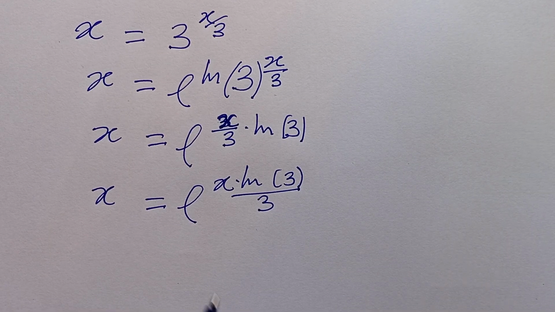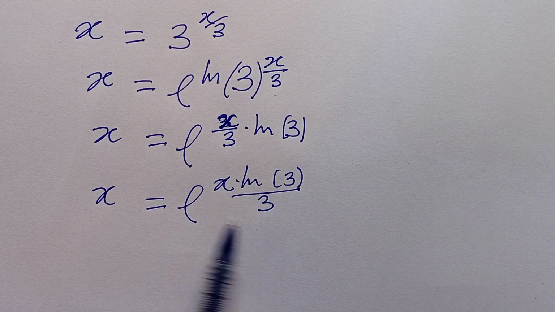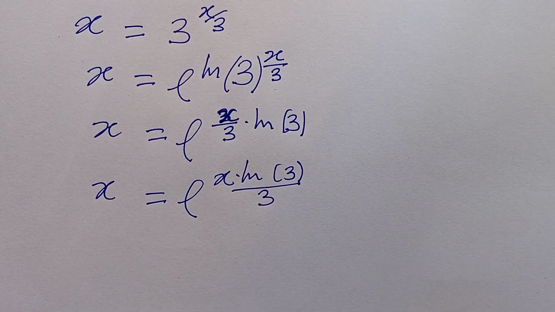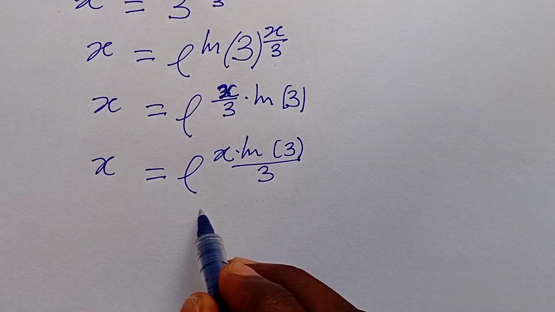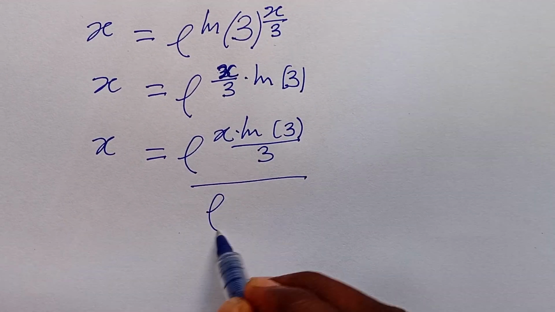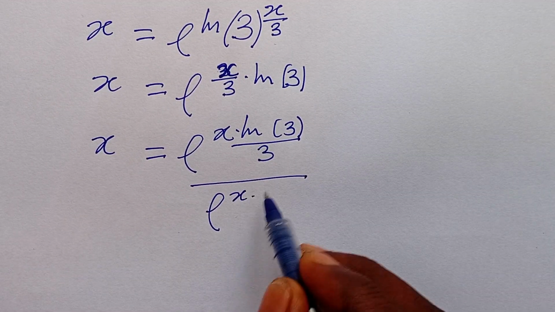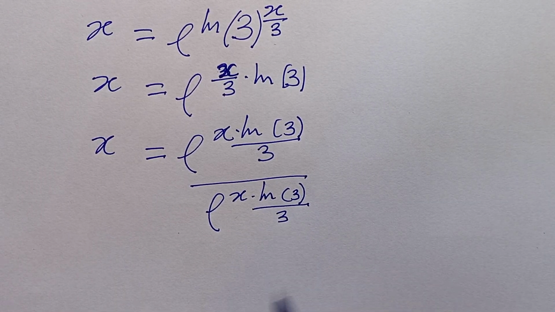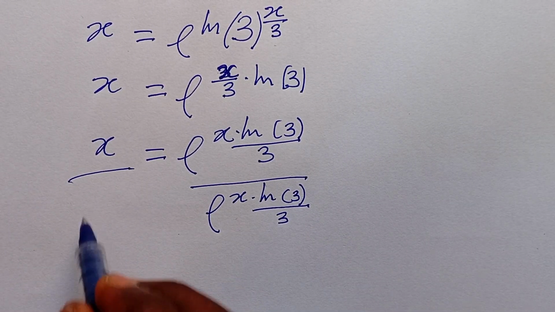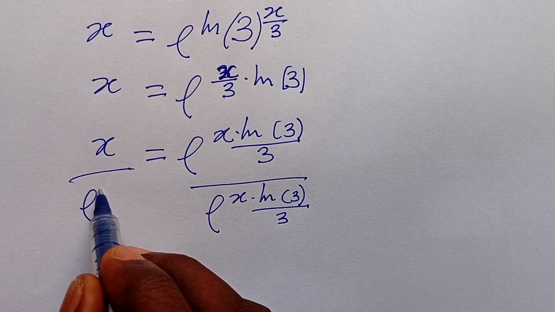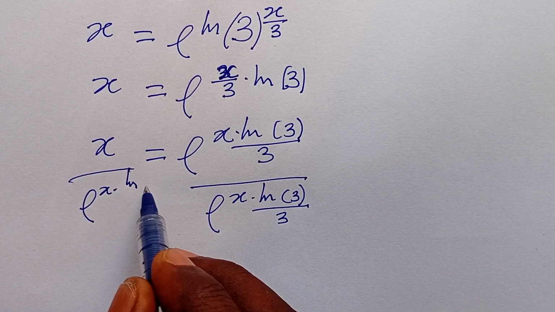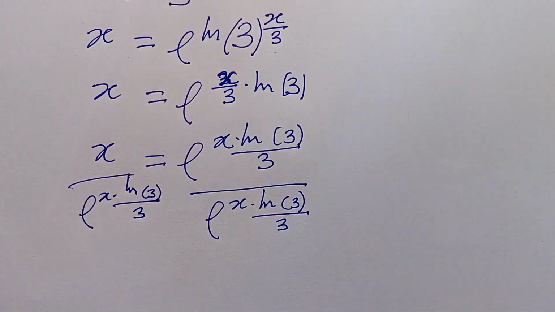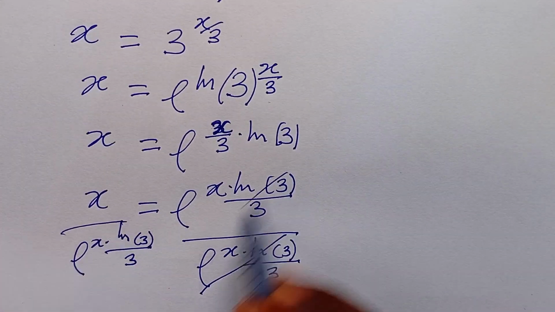All right, now from what we have here, there's a simple manipulation I want to do. I want to make the right hand side of the equation to be unity. In other words, I want to divide through by e raised to the power of x times the ln of 3, all over 3. We equally divide this side by e raised to the power of x times the ln of 3, all over 3. So the whole of this goes with the whole of this.